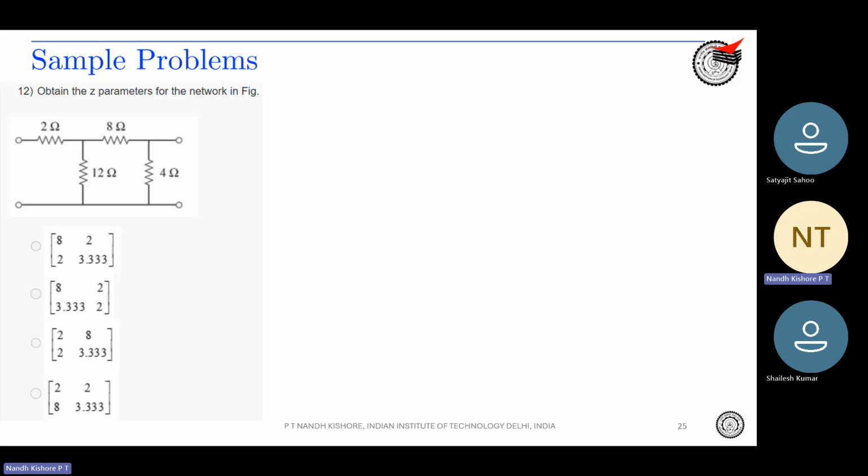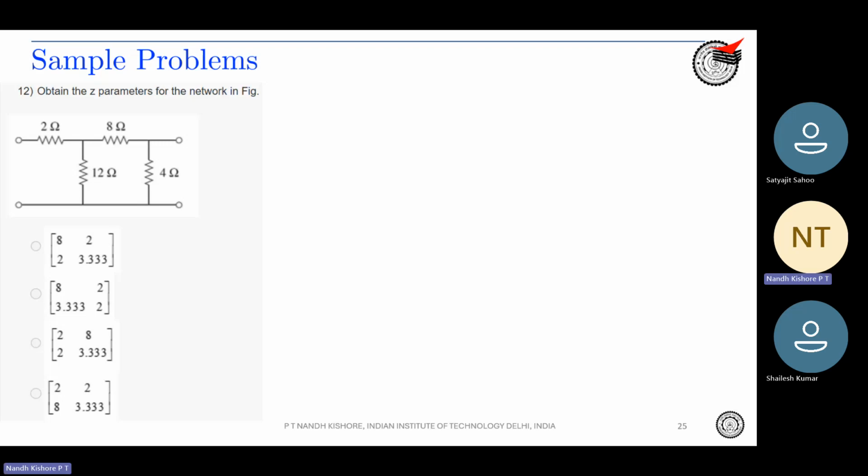How to convert ABCD to Z? Z11 is equal to B by A, D by A. Don't mug up those things. Waste of time. Sir, actually, if you mug up in two-port networks, you will definitely mess up in the examination. Yes, definitely you will forget.